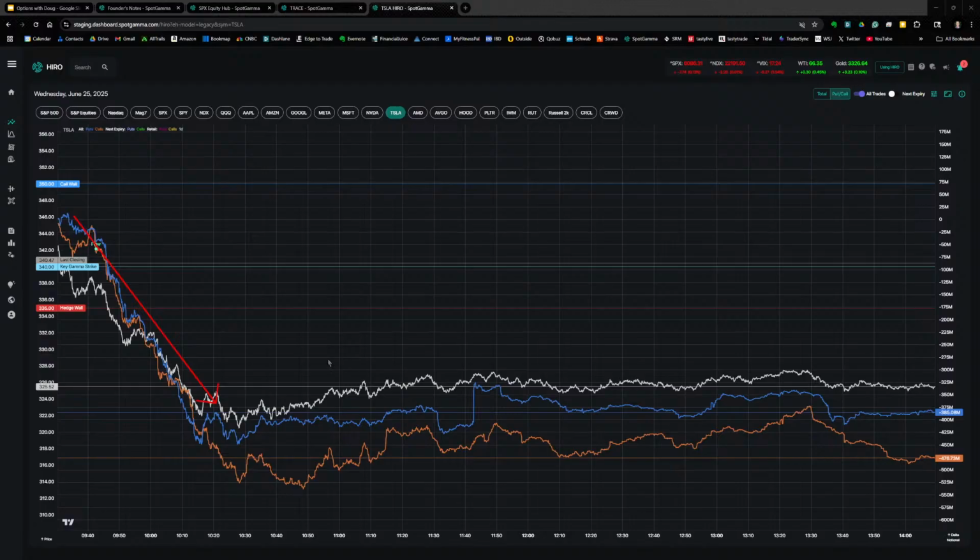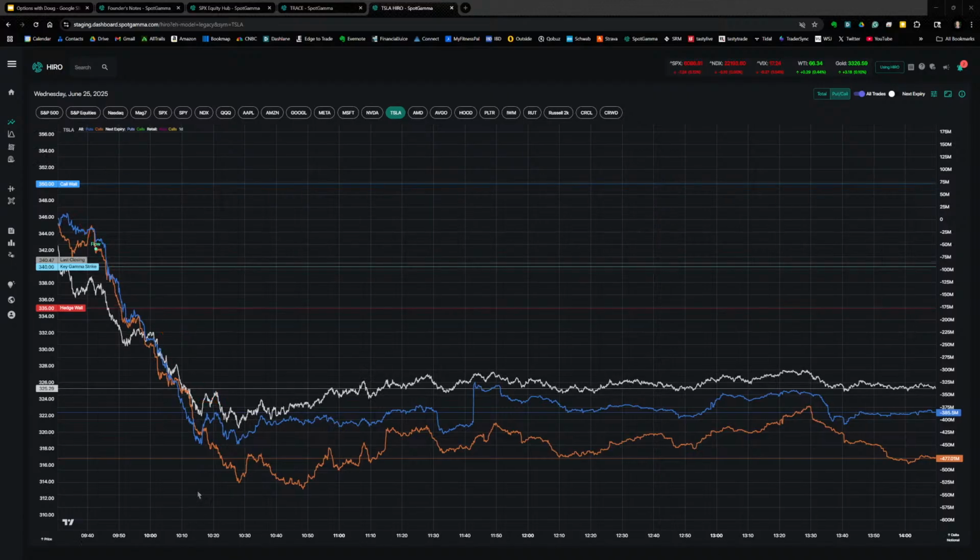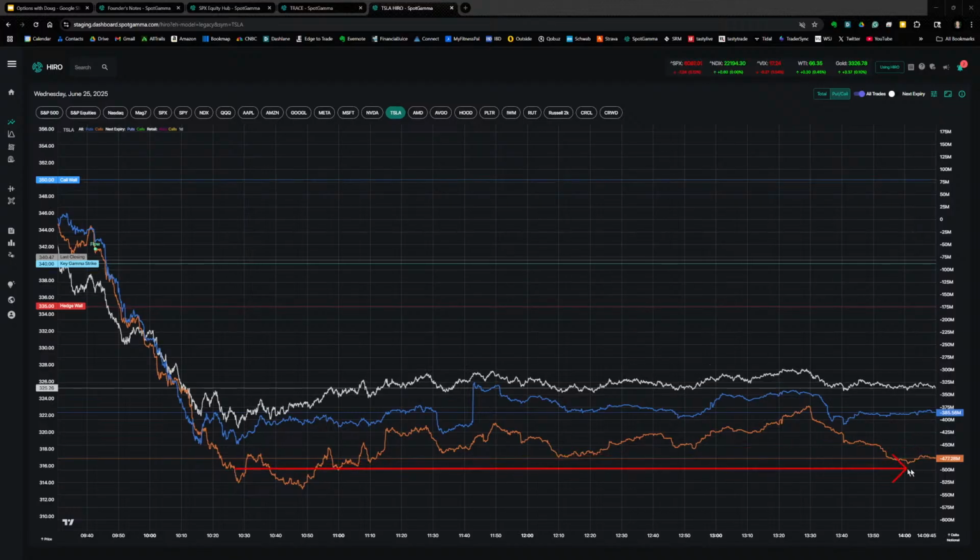So the key gamma, the spot gamma levels, 340 key gamma strike, and the 335 hedge wall, and Tesla sliced through both those levels. And then it looks like the options traders took their foot off the gas right around 10:25, 10:30. And now Tesla consolidating, licking its wounds. All right, so that's Tesla. Great short setup today. Very clear.